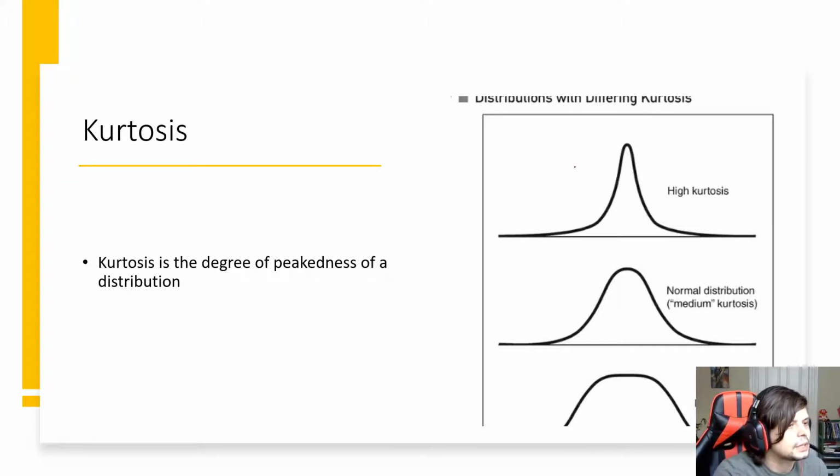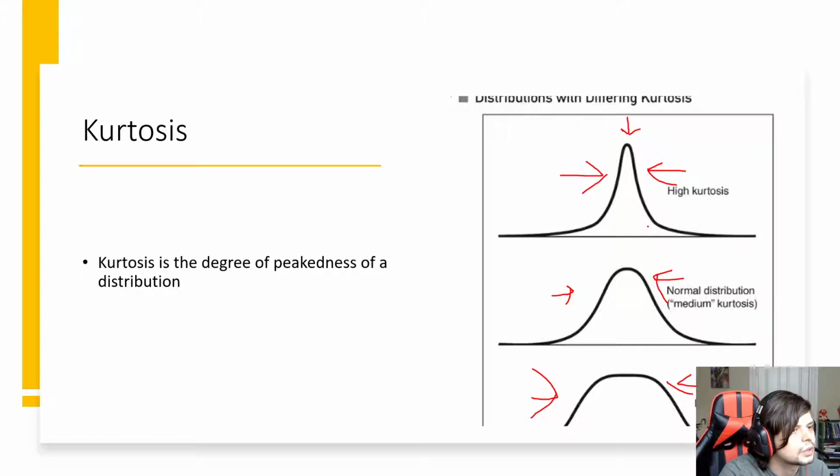Kurtosis is how peaked a distribution is. The more of a squeeze you got here, like pinching. If it pinches really bad, it's got high kurtosis. If it doesn't pinch nearly as bad, it's got normal kurtosis. And if it looks like a little knob, low kurtosis. That just means you got more people or things, or whatever you're measuring, stacked right in that middle. Kurtosis is the degree of peakedness. This is just something like a bonus. We're not talking too much about kurtosis in this class, but moving forward.